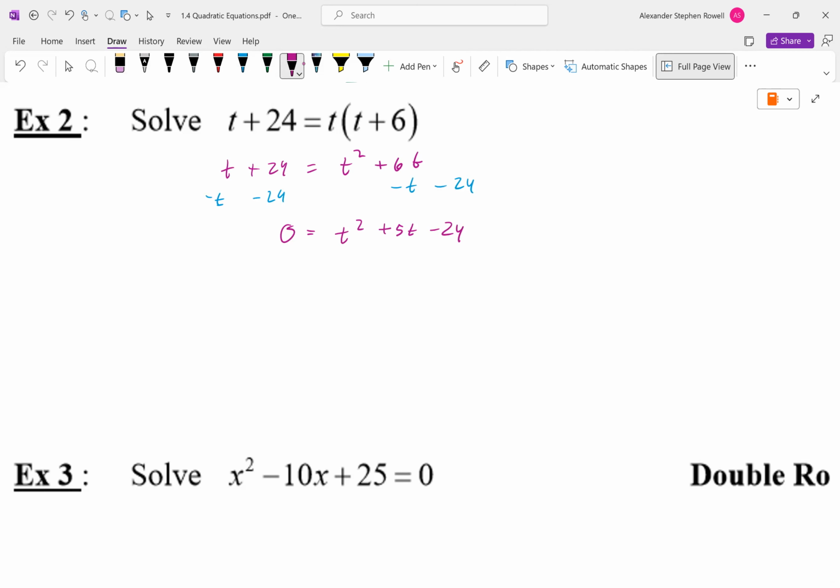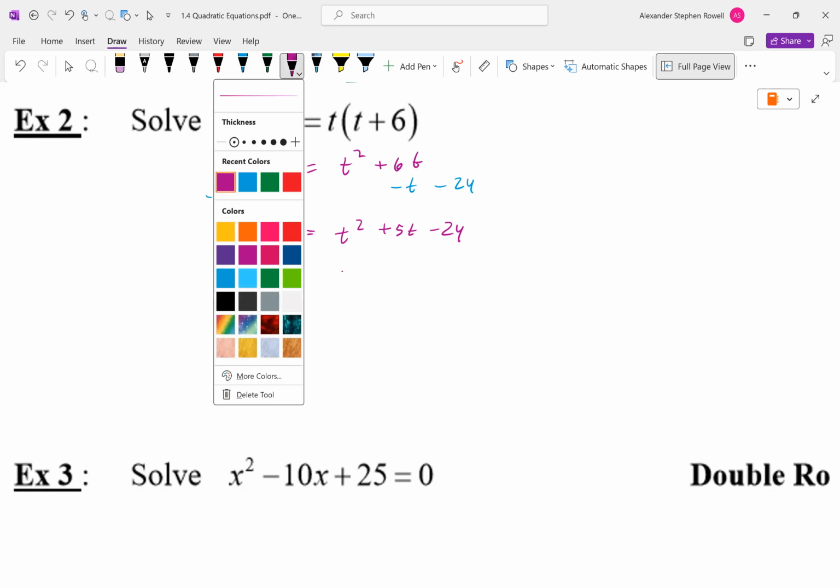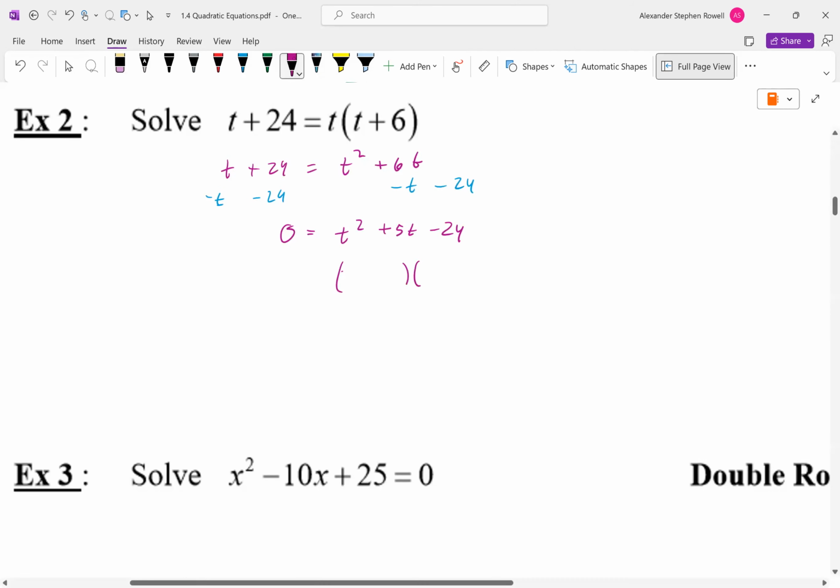Can we factor this in our heads? Is it factorable? All right, so t and t, what are factors of negative 24 that add to make 5? Positive 8, negative 3, and just always double check. Positive times a negative is negative 24. Positive 8 plus negative 3 is positive 5.